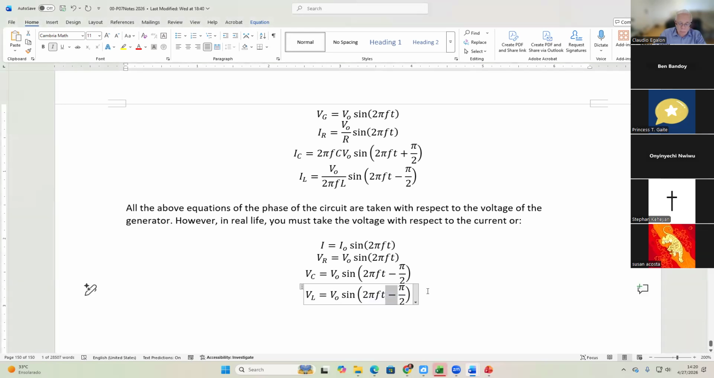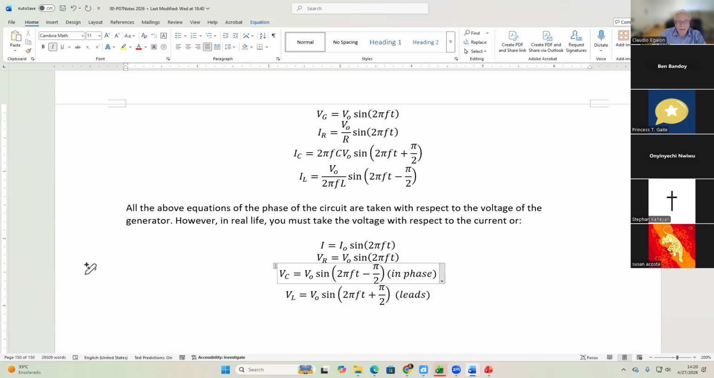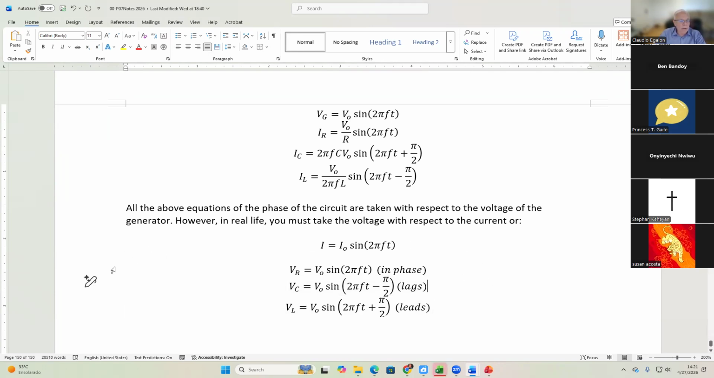And in this case, it leads. No, in phase is the other one. This one lags. In phase, like that, in phase with the current. And we are going to need exactly those three equations for the next thing that we are going to do.